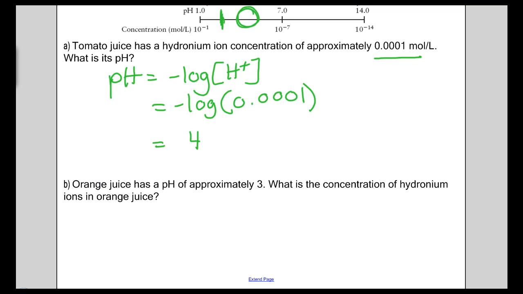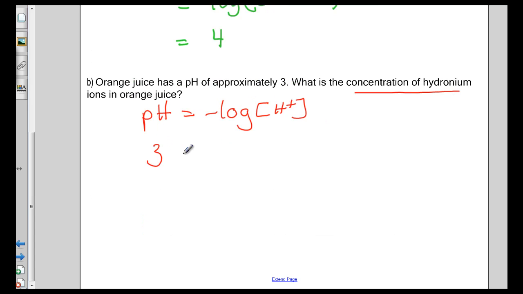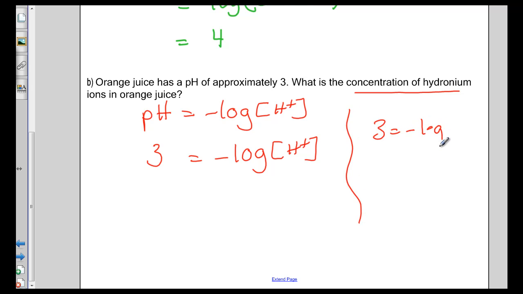Orange juice has a pH of approximately 3. What is the concentration of hydronium ions? So once again, we're going to use the formula, but this time we're going to plug in the pH and solve for the hydronium ions. So 3 will go in where pH is, because that's what we know it is, minus or negative log of hydronium ions. Now for a moment, think of this question as one that you've done many times before, and replace hydronium ions with x.